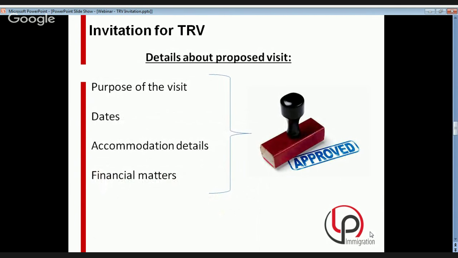Now we go to the very important aspect of the invitation: details about the visit. Really, lots of TRV applications get refused just because applicants do not pay much attention to this, assuming, for example, that being a brother or an uncle of a Canadian citizen is sufficient reason by itself to be allowed to come to Canada. No, this is a big mistake, and this is of course not so. For an applicant to be approved, there must be a clear reason for a proposed visit. If no reason is stated in the application, it will most likely be refused.